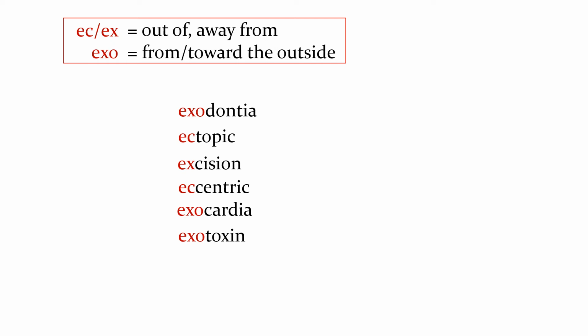Exocardia. Well, we've already said that exo has to be toward the outside or from, and cardia you might know because it's the word for heart. Maybe something that happens outside of the heart. An exotoxin. Again, the medical terms that you see here are not important right now. What's important is learning the actual prefix.